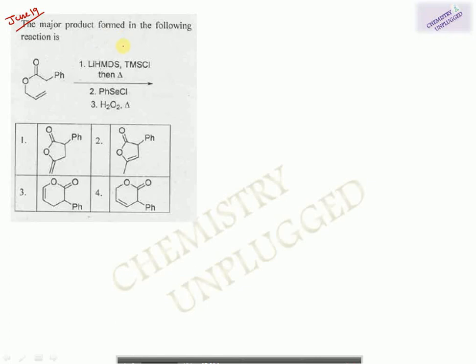Okay, so first we will take this question. This is a reaction with LiHMDS, lithium hexamethyldisilazide, and TMSCl is trimethylsilyl chloride. Then we are heating it, in the second step we are using PhSeCl, and third we are using H2O2 and heating it. So the first step is the use of lithium hexamethyldisilazide. It works similarly to LDA, so it will remove a proton first and then form an enolate.